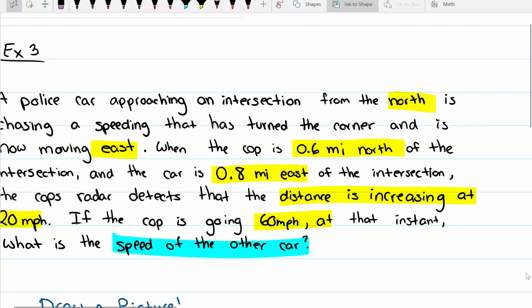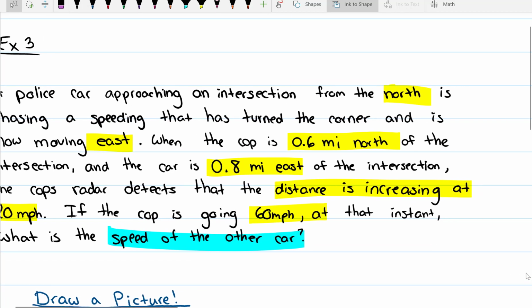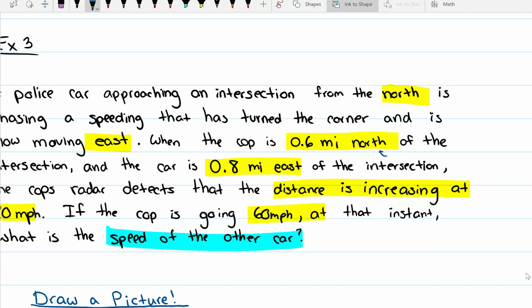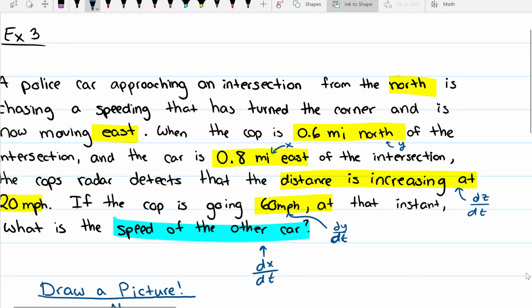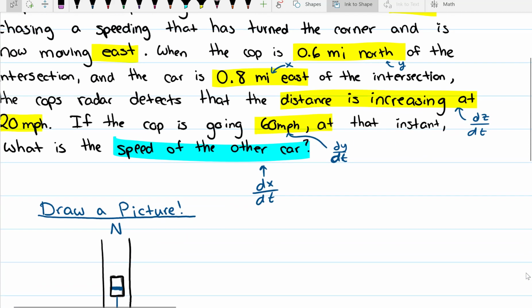So it might help to identify what some of these weird things are. This is going to be my y value. This is going to be my x value. This is going to be dz dt. This is my dy dt. And this is dx dt. The only reason I know where those come from is because of the next part of the problem. So those you might have to go back and identify later.